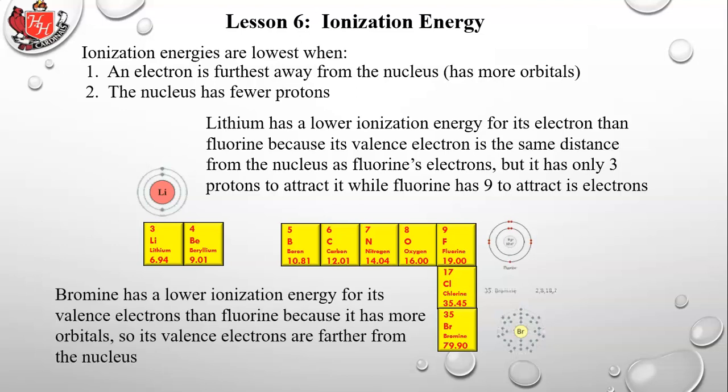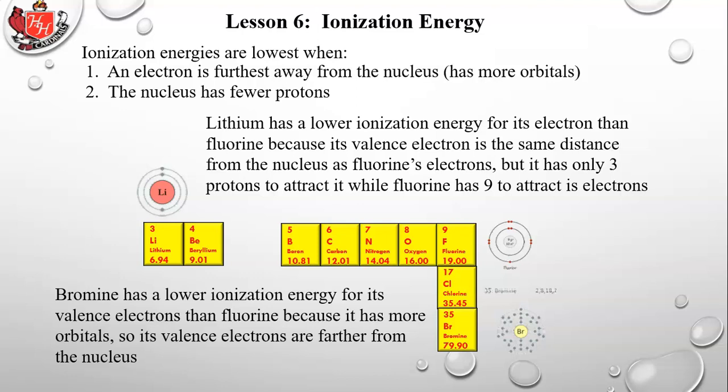Now let's compare going up that column that has fluorine on the top and bromine down below. And how does ionization energy trend there? So bromine has a lower ionization energy for its valence electrons than fluorine because it has more orbitals. So its valence electrons are farther from the nucleus. And I should add, it's because they have a lot more core electrons. Look at how many core electrons are in between those outside valence electrons in bromine and the nucleus. There's a whole lot of screening or shielding going on there.